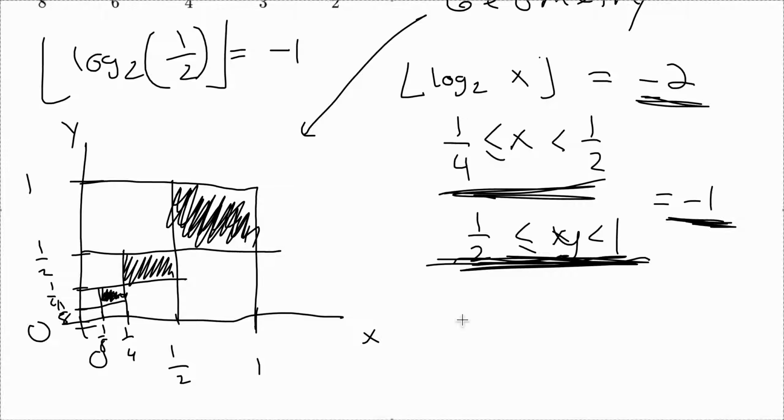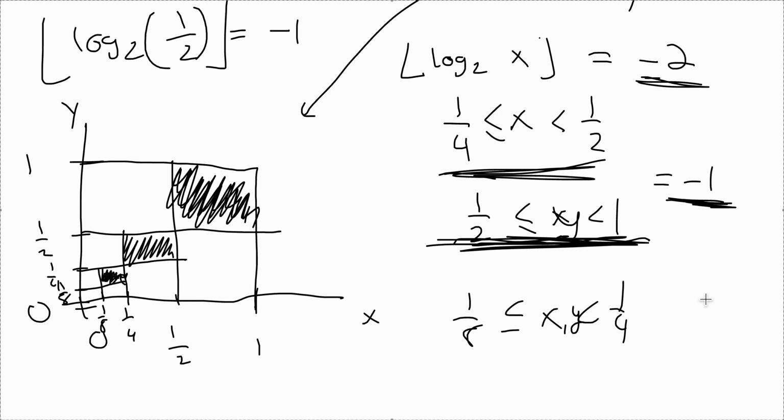Here, it's a little different. It's going to be 1/8 less than or equal to x less than 1/4, for x and y. And if x and y both satisfy that, then the floor of the log is -3, and so on and so forth, such that these things are going to be equal.